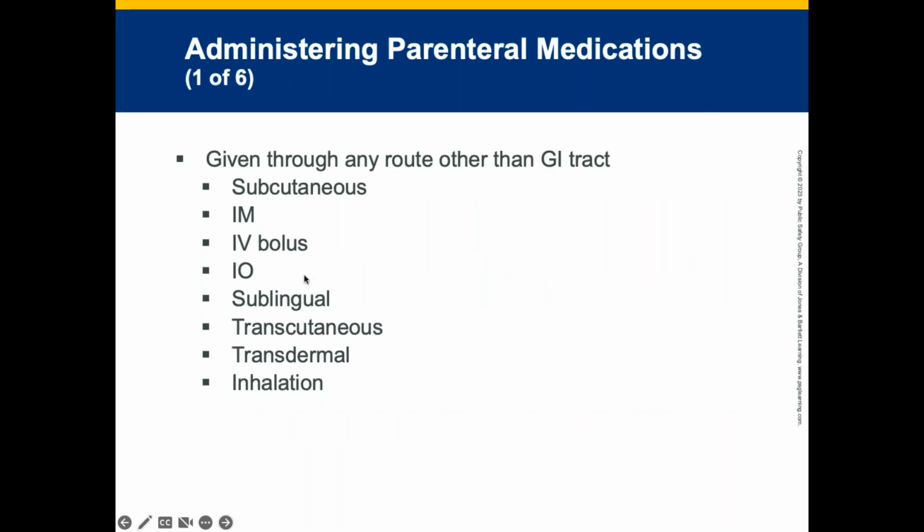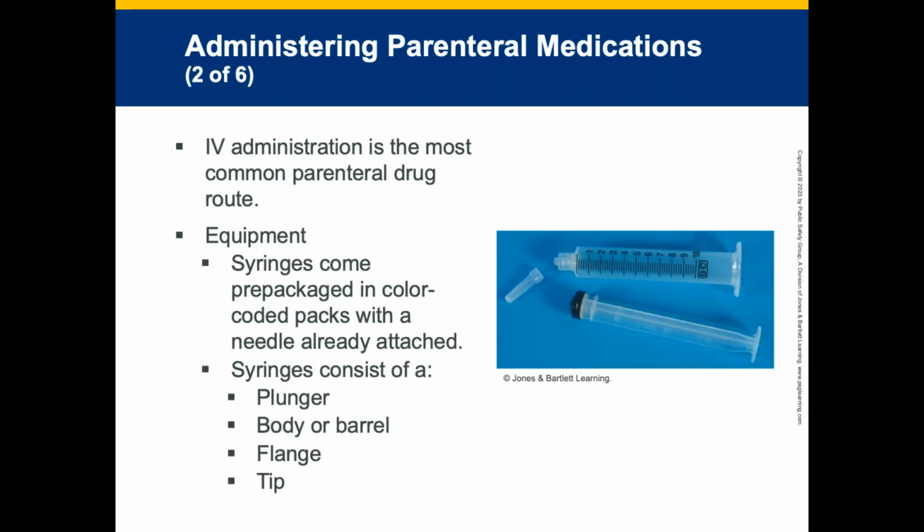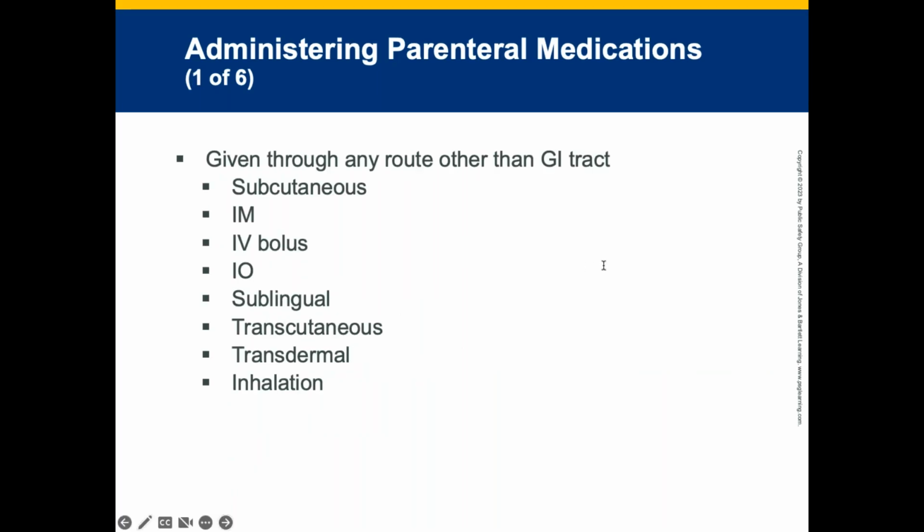Administering parenteral would be subcutaneous, IM, IV bolus, IO, sublingual, transcutaneous, transdermal, inhalation. Let's go over those really quick. Subcutaneous, sorry, I'm a little too fast there. Subcutaneous would be administering a medication just under the skin layer into the subcutaneous tissue. Intramuscular, we find a muscle, whether it be lateral thighs, buttocks, deltoids. Obviously, IV bolus is intravenous, IO is intraosseous. Sublingual being under the tongue, transcutaneous through the skin, or transdermal. And then inhalation, obviously, would be like our albuterol, things like that.